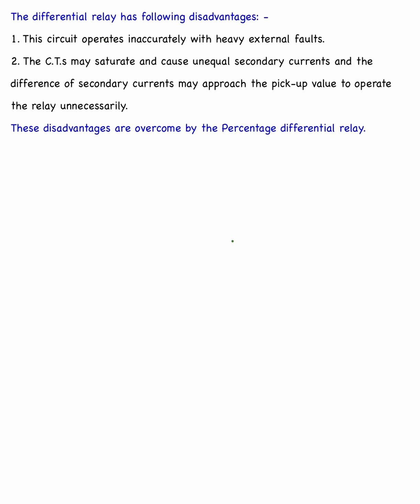So this is the differential relay, and the differential relay has some disadvantages. What are the disadvantages? The circuit operates inaccurately with heavy external faults, because the fault is outside the protected zone. Second point is that the current transformer may saturate and cause unequal secondary currents, and the difference of the secondary currents may approach the pickup value and operate the relay unnecessarily.